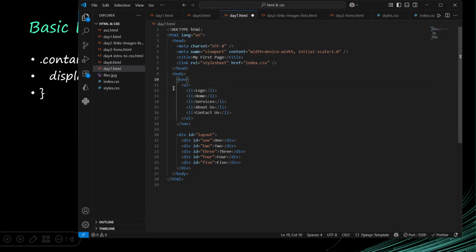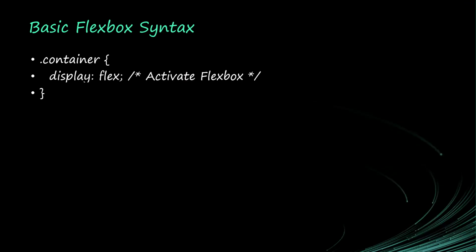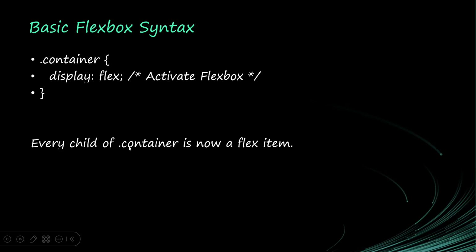If I want to turn the items this UL contains into flex items, and also turn the UL into a flex container, I will just say display equal to flex. Normally it is static. We saw static, block, inline, and all those in the previous section. But here you can turn it to display flex. With this, you have activated the flexbox, so every child of this container is now a flex item.